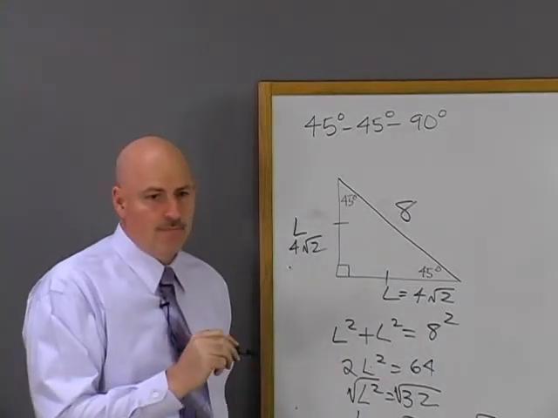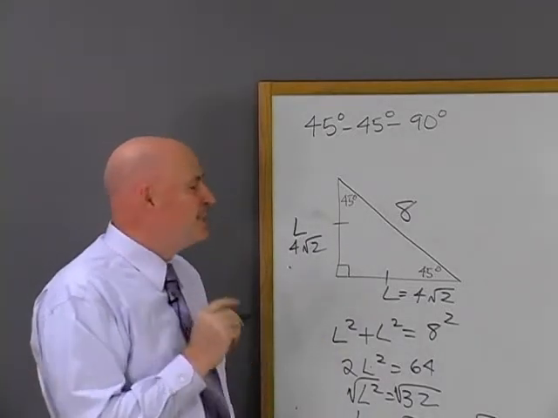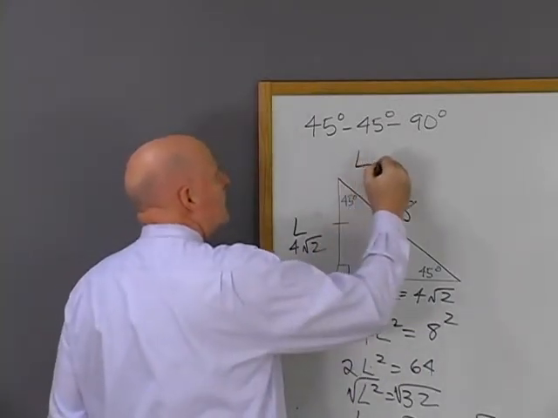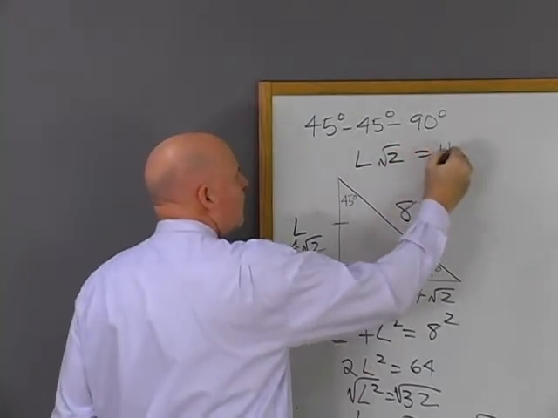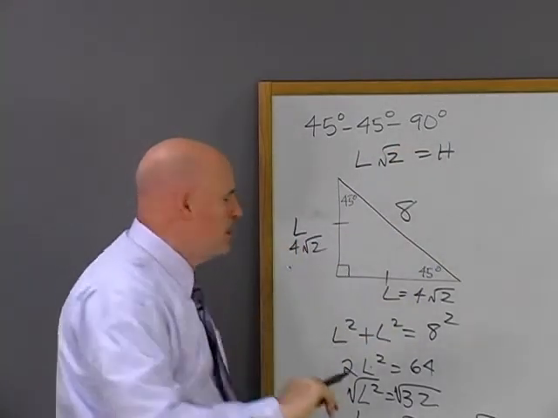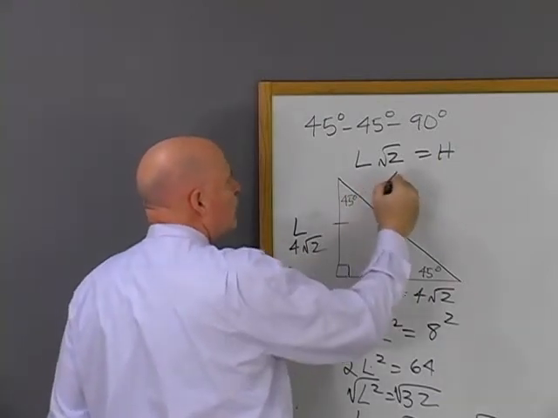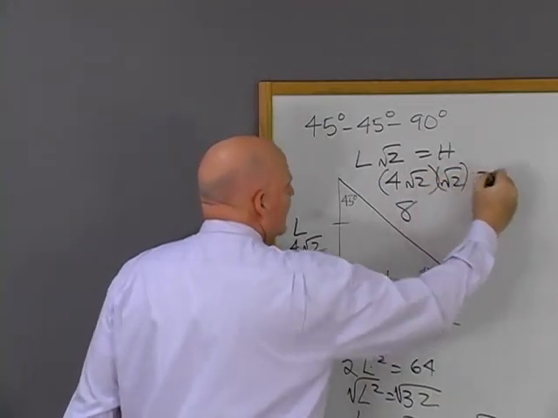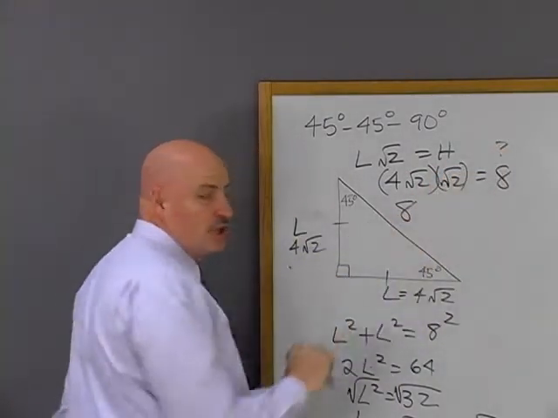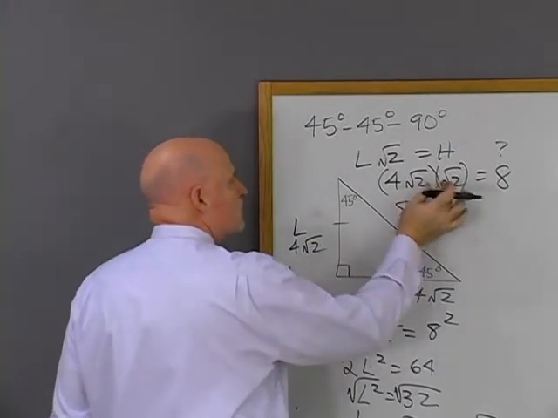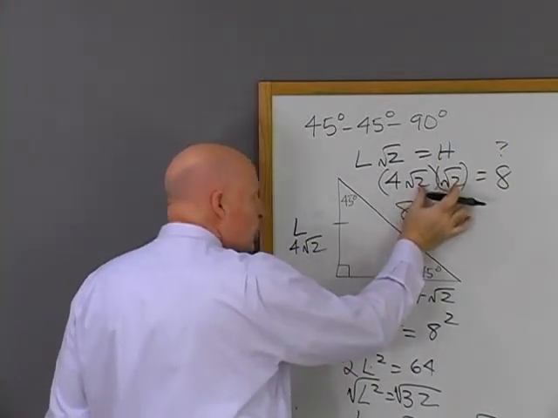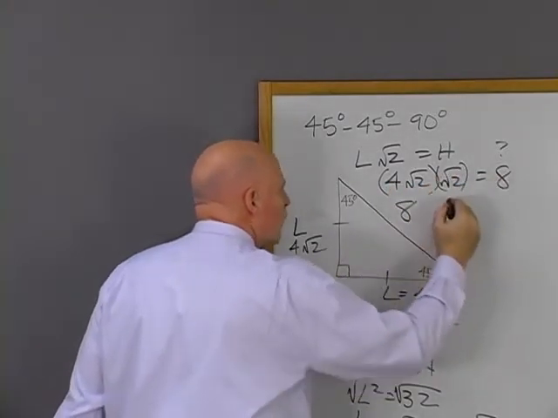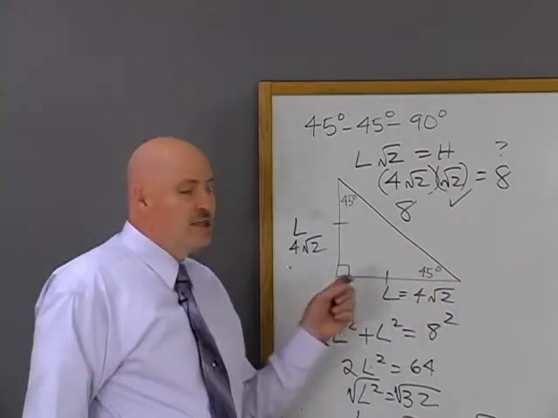Okay? Now, let's go back and check it and see if this works with what we thought. We thought that the leg times the square root of 2 would give us the hypotenuse. That was kind of our goal, right? So let's stick in 4 times the square root of 2 times the square root of 2 and see if that gives us an 8, because that's what it should give us. So what's the square root of 2 times the square root of 2? 2. It's the square root of 4, which is 2. 2 times 4 is 8. It works.